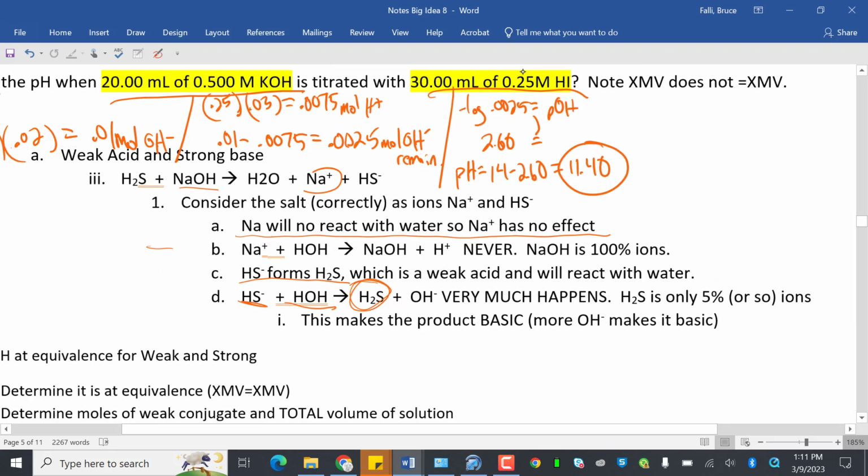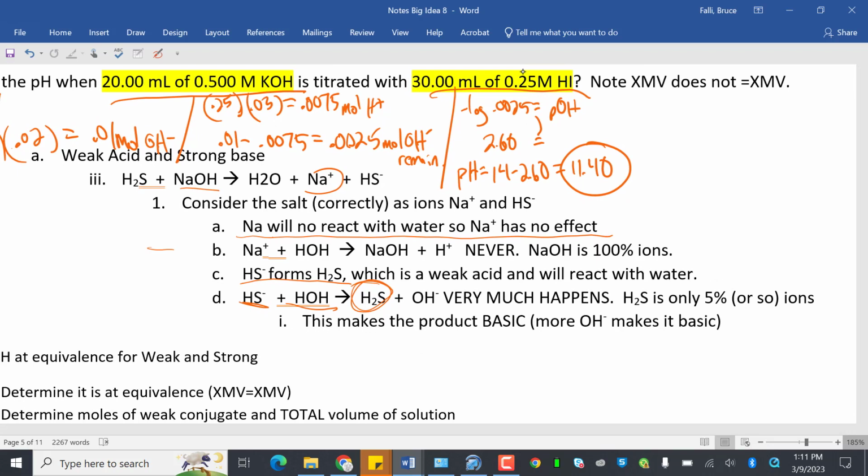So H2S is only 5% or so. So that means that this happens like 95% of the time. Woo, doggies. So that means I'm getting a lot of hydroxide. This makes the product basic. So this means the pH is greater than 7 at equivalence.